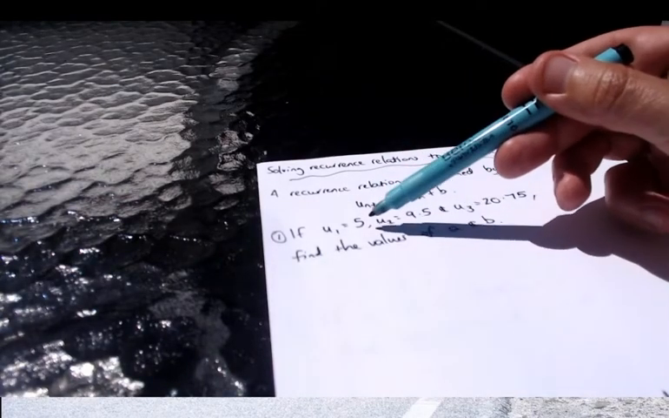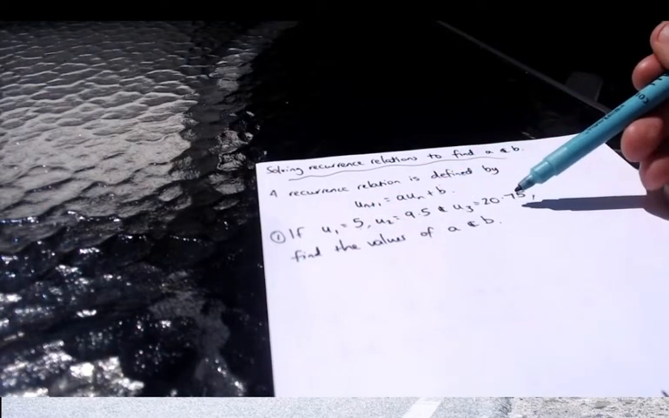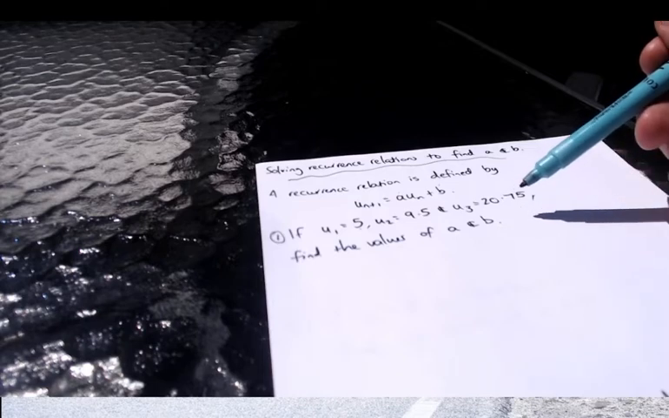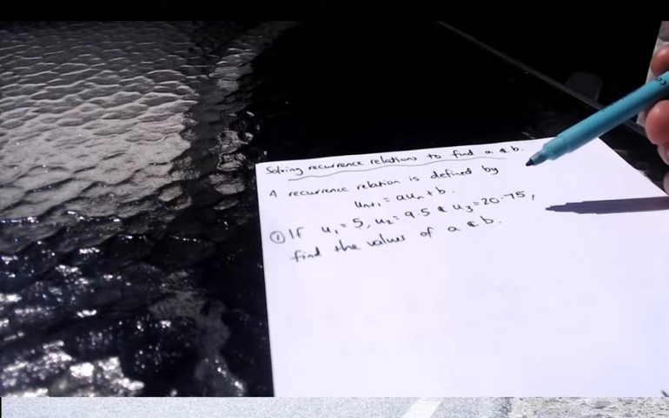We are going to be told 3 consecutive terms of the recurrence relation, and once we know that, we can use that information to calculate the values of a and b themselves. So I'll show you how this works.